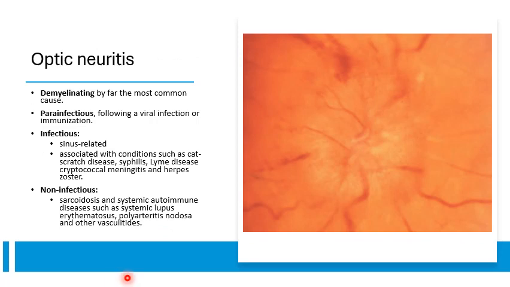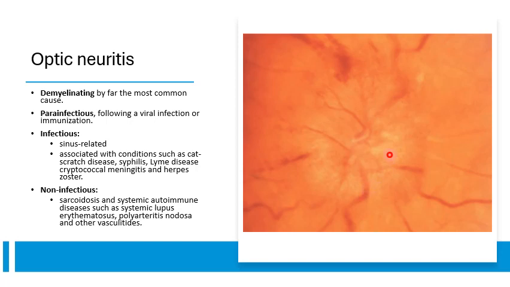Another condition to be differentiated from the papilledema is the optic neuritis. Here we have inflammation of the optic disc, so the vision is severely affected. It's usually unilateral. The most common cause is demyelination. However, other causes include para-infectious, that's to say post-infectious or post-immunization, and infection, including sinus-related infection and other infections like cat scratch disease, syphilis, or Lyme disease, or non-infectious causes like sarcoidosis and systemic lupus erythematosus.